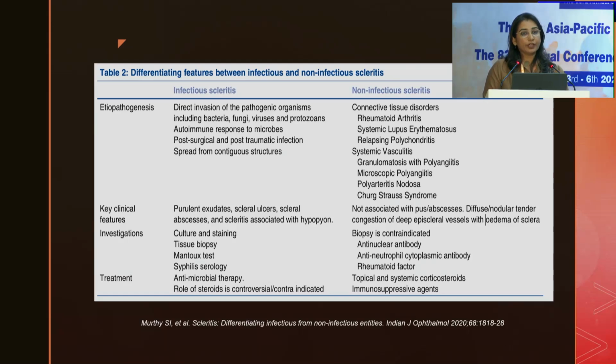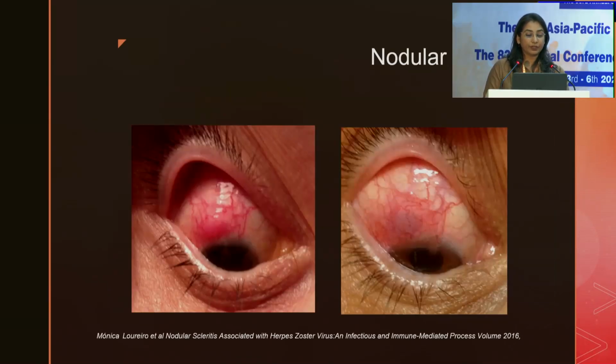When we differentiate between them on examination, you have to note the purulent exudates in infectious, and it is not so in the immune-mediated. And during investigation, make sure that in immune-mediated you do note RA factor, ANA, P-ANCA and others, which are not present or positive in the infectious variety.